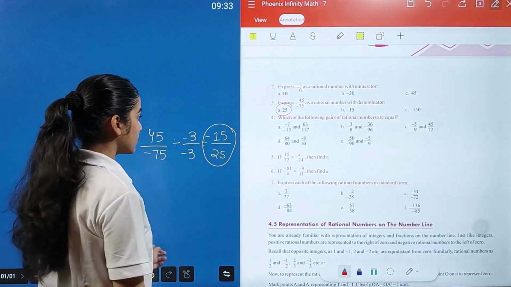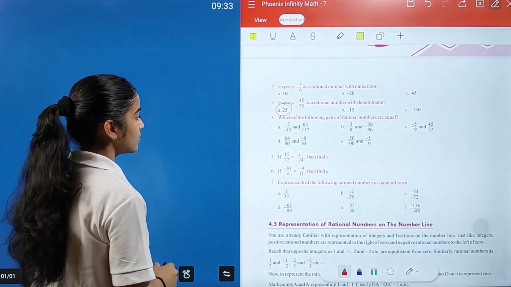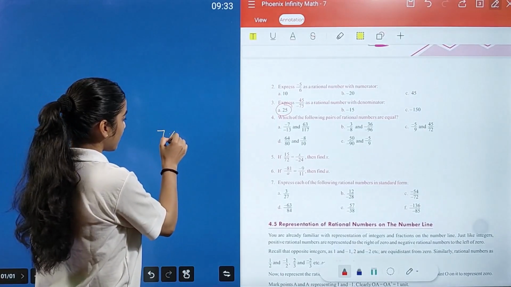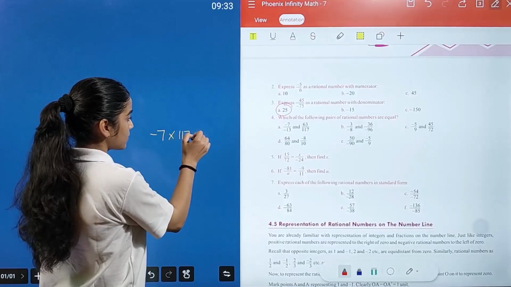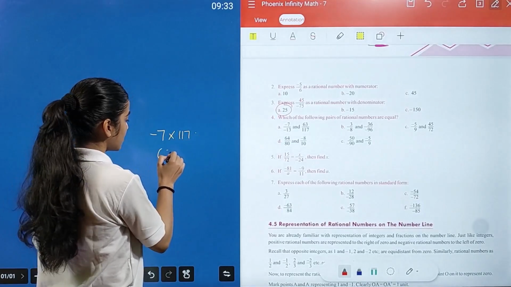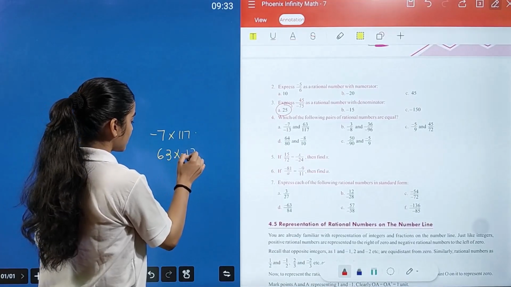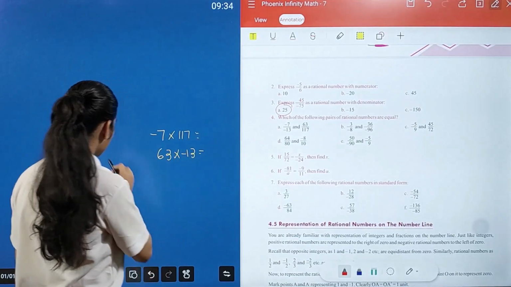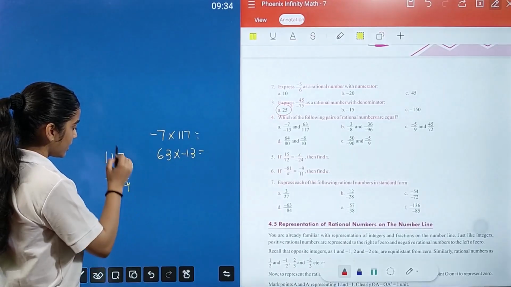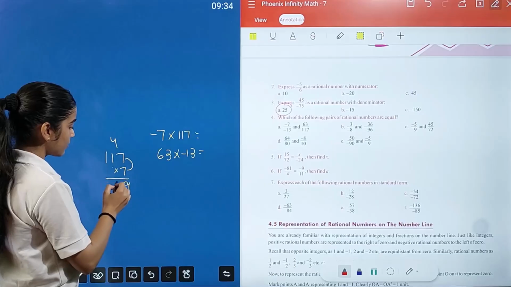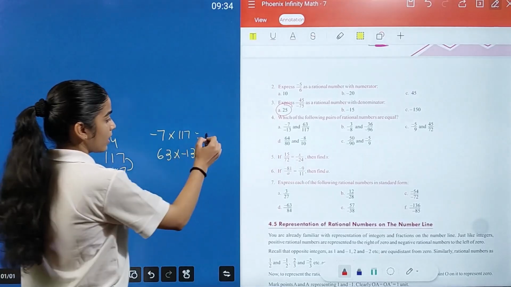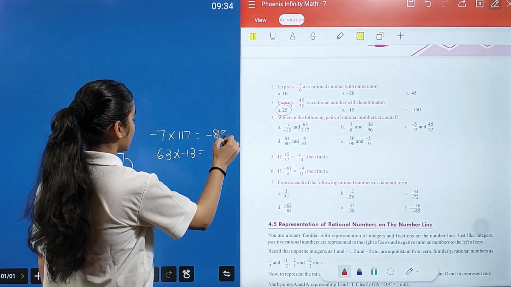Now we have question number 4. Which of the following pairs of rational numbers are equal? So for this, we have to multiply them together. Minus 7 multiplied by 117, and second we have 63 multiplied by minus 13. So 117 multiplied by 7: 7 sevens are 49, 4, 7 ones are 7, 7 plus 4 is 11, 1, 7 ones are 7 plus 1 is 8. So you have minus 819 as your answer.